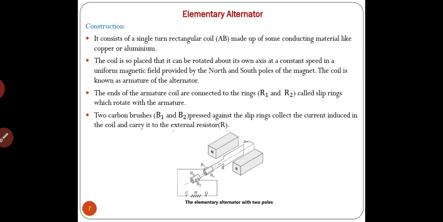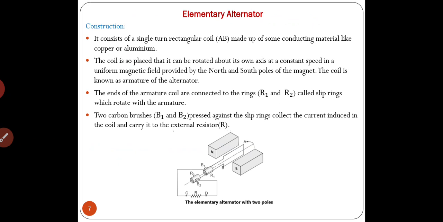Elementary alternator construction. What is an elementary alternator? The construction of the alternator is shown in the diagram. It consists of a single turn rectangular coil AB made up of a conducting material like copper or aluminium. The coil is so placed that it can be rotated about its own axis at a constant speed in a uniform magnetic field provided by the north and south poles of the magnet. The coil is known as the armature of the alternator.